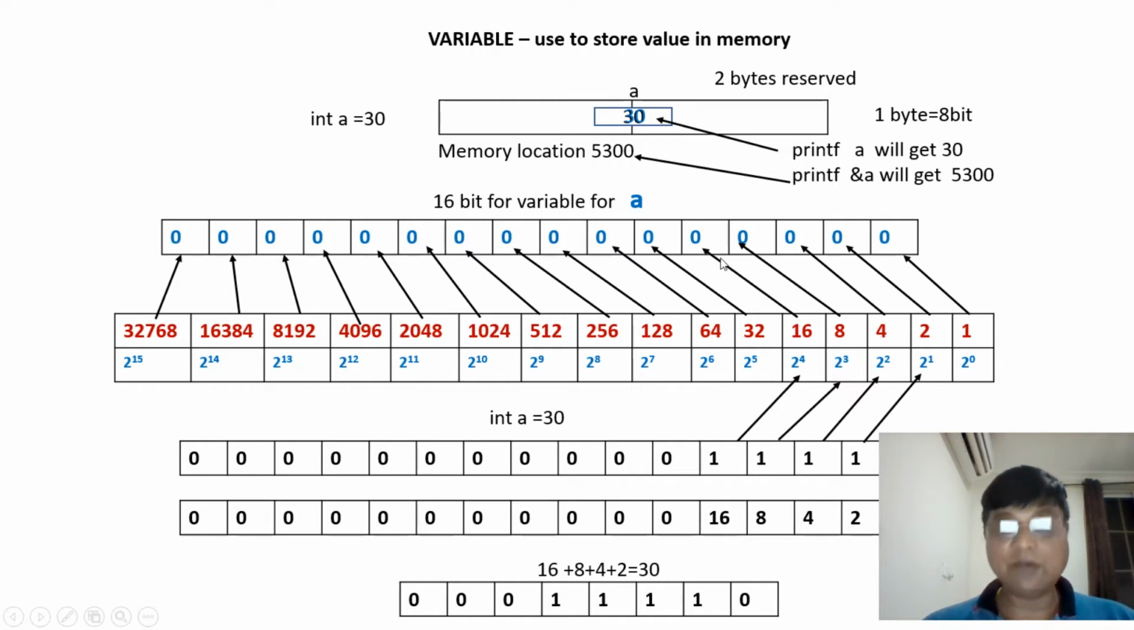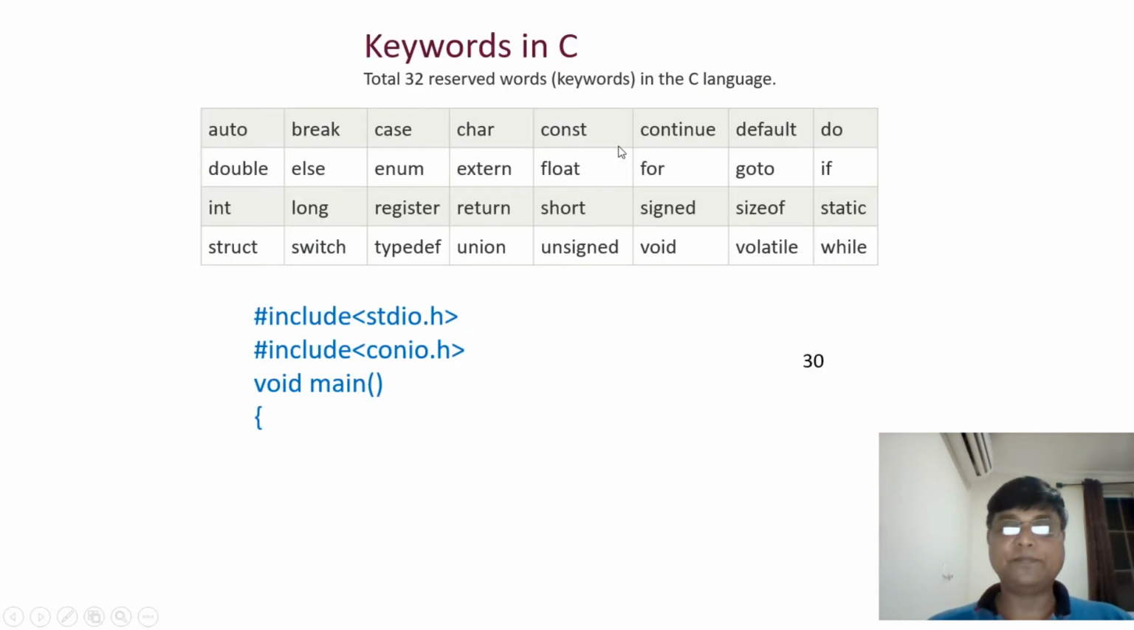I hope you understand how the memory is held and how the value is going to be inside. So whenever I ask for the value of a, it is pointing to here. When I'm pointing to the location, it is pointing to the memory location, like the ampersand sign.